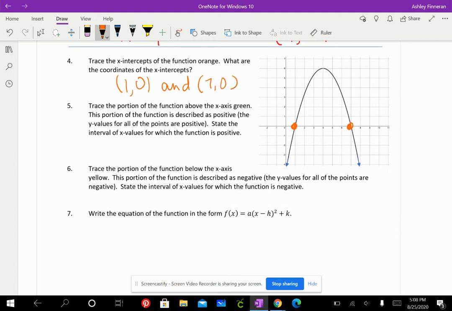Now, something I want to talk about briefly: if I asked you for the zeros, so zeros are the values of x that make the function 0, they would be x equals 1 and x equals 7. At this point, we only know how to find zeros that are real zeros, and we're going to talk about what happens if they're not real later. So if I were to ask you for the zeros in this case, it would be 1 and 7. And then the next question says, trace the portion of the function above the x-axis green.